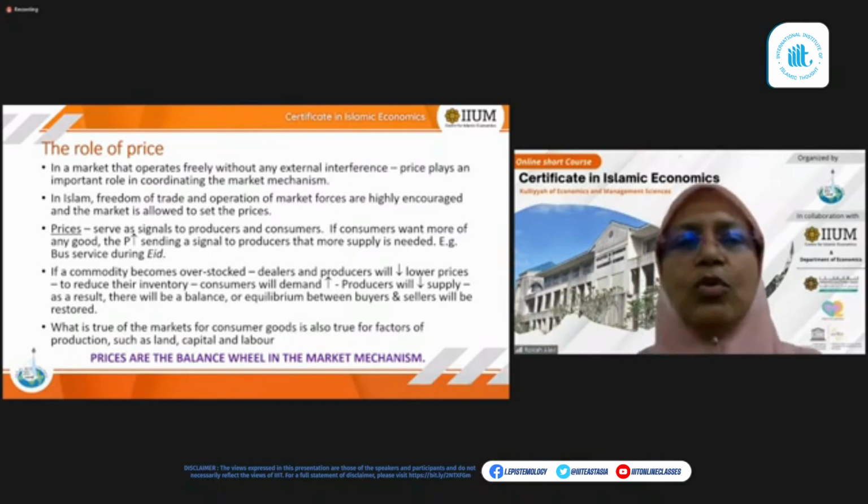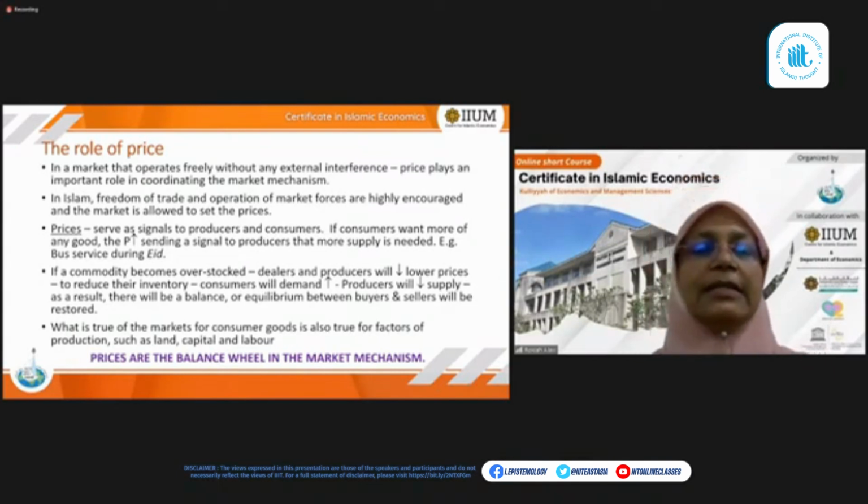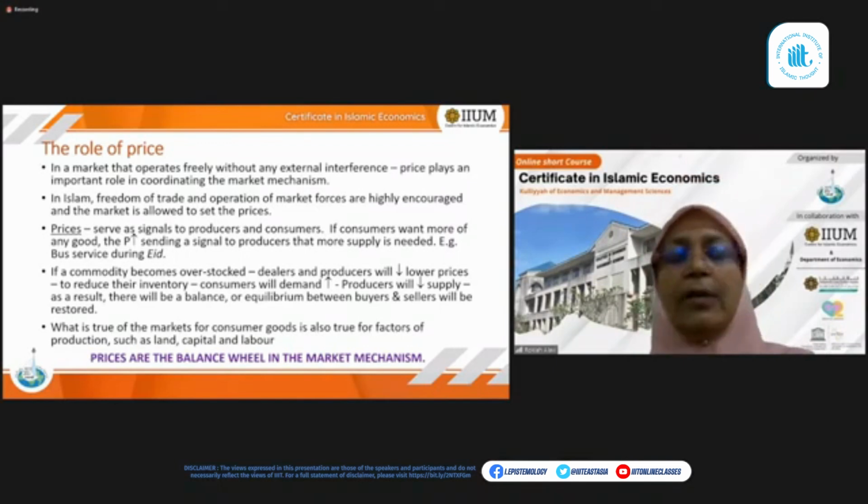So when consumers go to the market to buy something, they must be getting it. Similarly for producers: when they bring something to sell, they should be able to sell everything. If there is a surplus, then it means they should do something to get rid of this surplus. When a commodity becomes overstocked, what should they do?